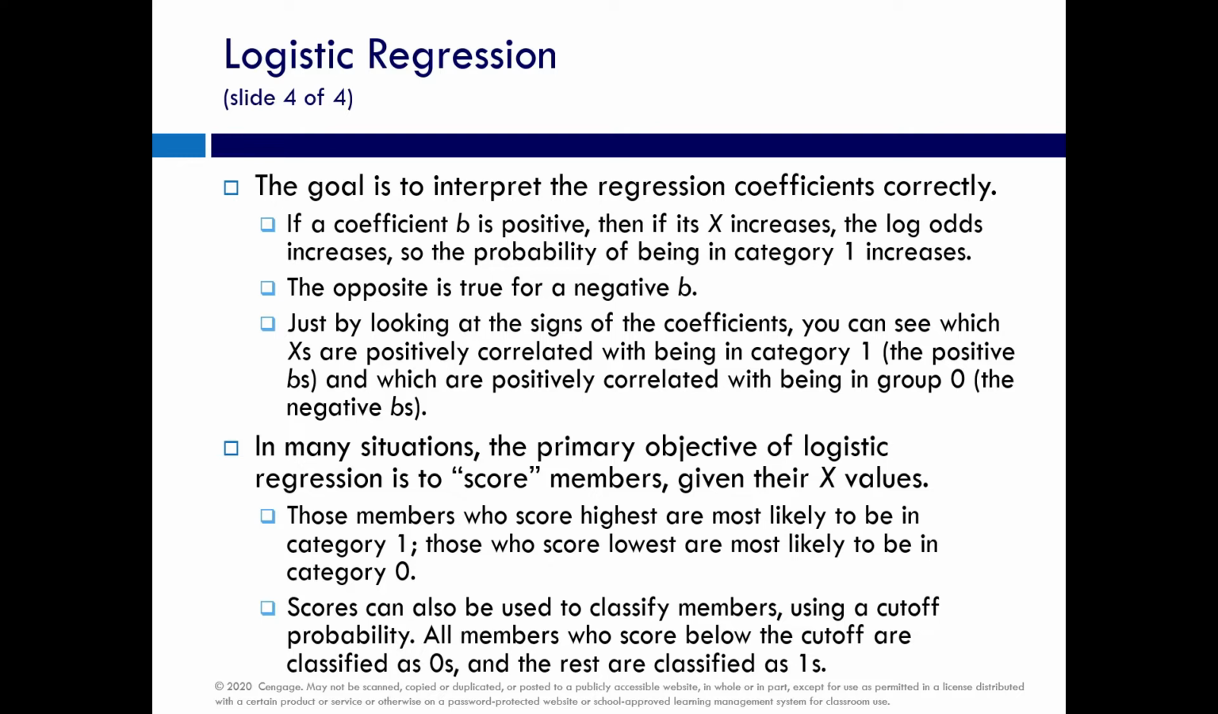Just by looking at the signs of the coefficients, you can see which x's are positively correlated with being in category 1, the positive b's. The primary objective of logistic regression is to score members given their x values. Those members who score highest are the most likely to be in category 1, those who score lowest in category 0. Scores can be used to classify members using a cutoff probability. All members who score below the cutoff are classified as category 0.